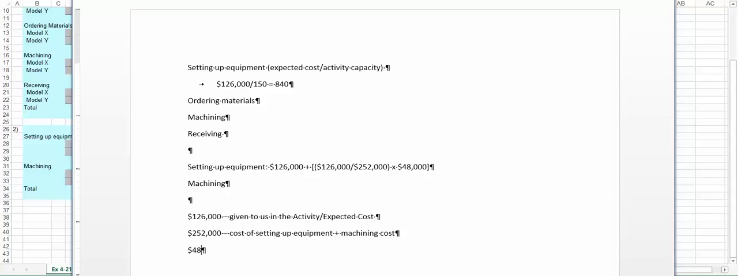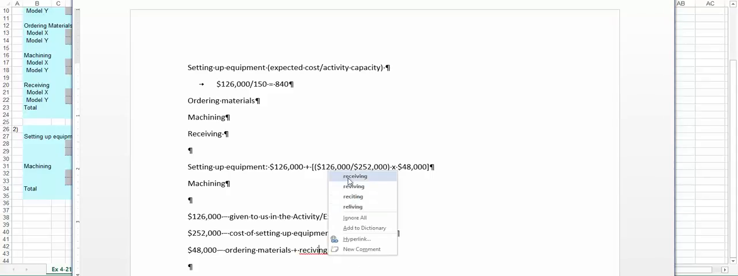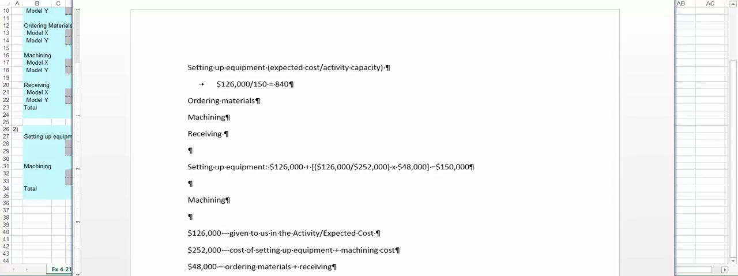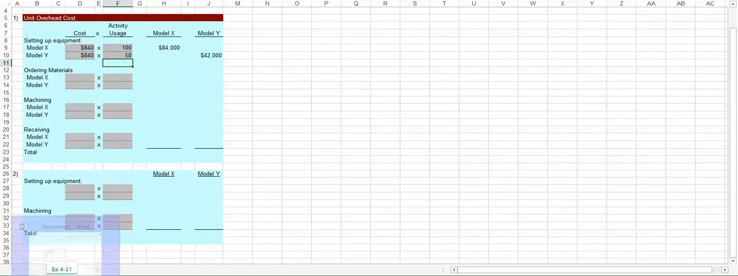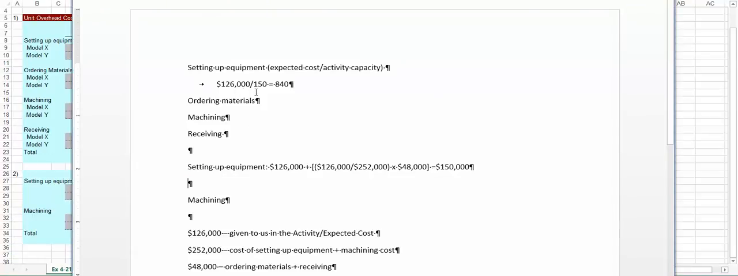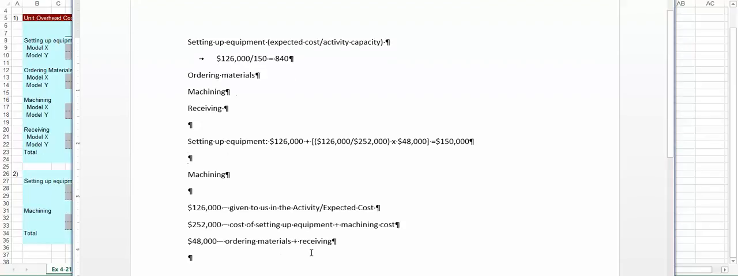And then the 48,000 is the ordering of materials plus the receiving. So that is the information you're going to need for the formulas. So once you find the answer for both of those, if you do the math, this would be 150,000. So now we can figure out the amounts that we need for the new activity rates. So again, like up here, we took the amount divided by the number. We're going to do the exact same thing. We're going to take our 150,000.